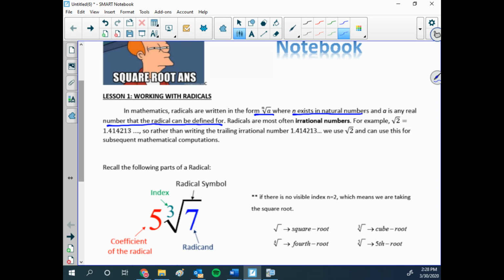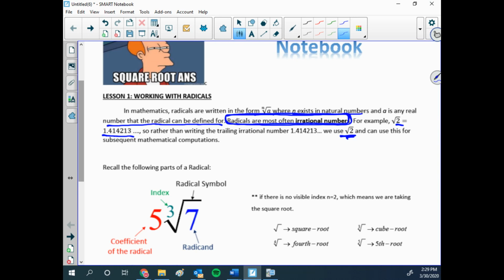But most of the time when we're using radicals, we are using them to represent some sort of irrational number. For example, if I take the square root of 2 and I put that on my calculator, I get 1.414231, blah, blah, blah. I get this irrational, randomly trailing decimal. I don't want to round that because if I keep rounding in subsequent calculations, I'm going to get further and further away from the correct answer. So rather than writing it as that, for consecutive computations I just keep writing and using the square root of 2. And so that's what a radical is.